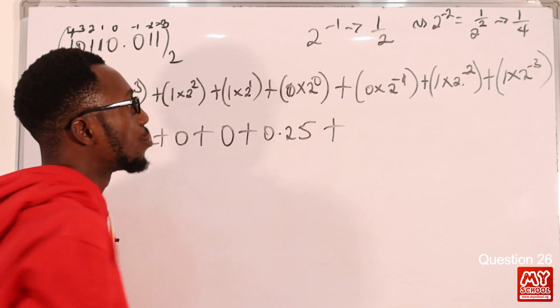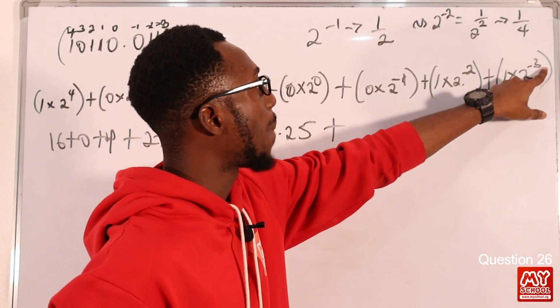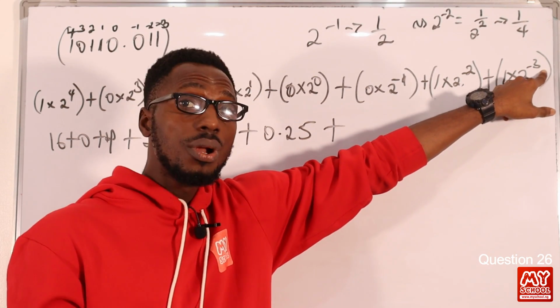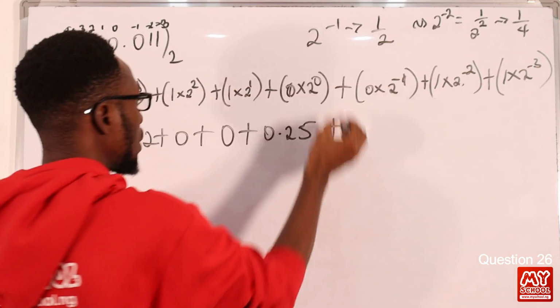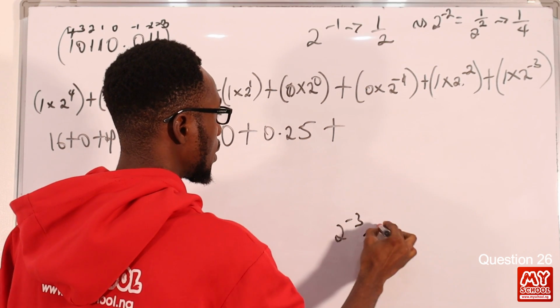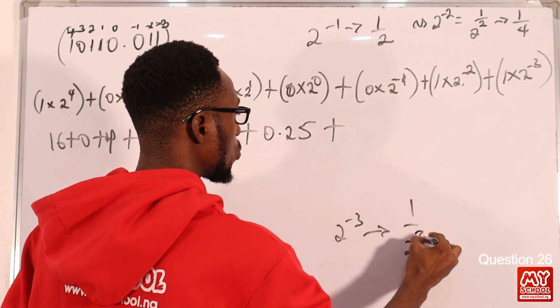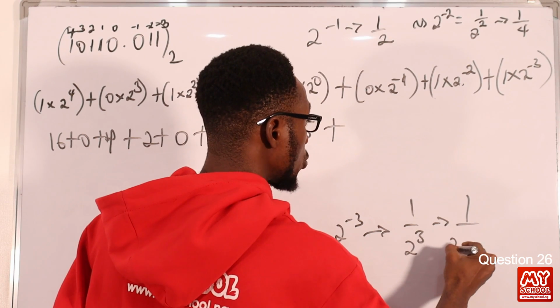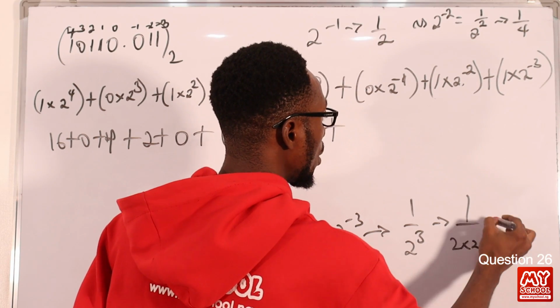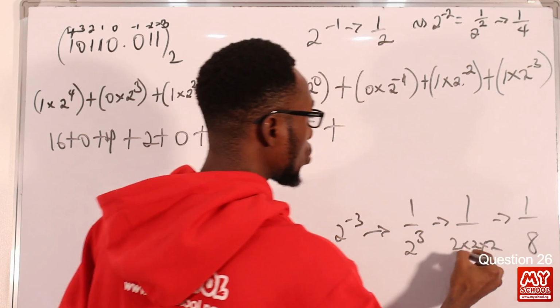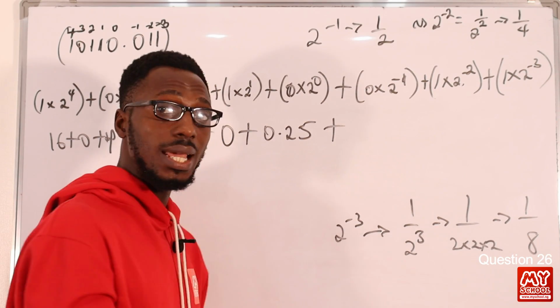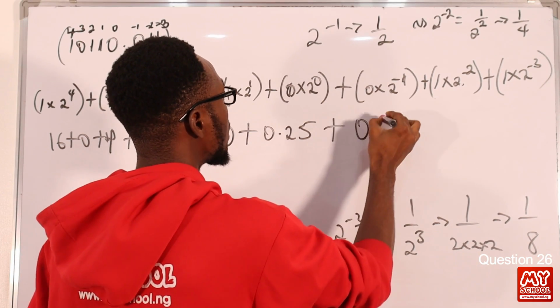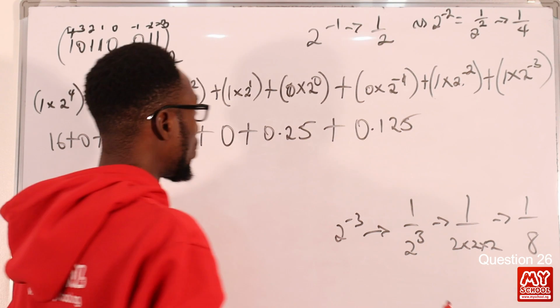Added 2 raised to power minus 3. That is 1 over 2 raised to power 3. This is what I mean: 2 raised to power minus 3 is the same thing as 1 over 2 raised to power 3. That is 1 over 2 times 2 times 2. 2 times 2 is 4, 4 times 2 is 8, so that is 1 over 8, which is 0.125.